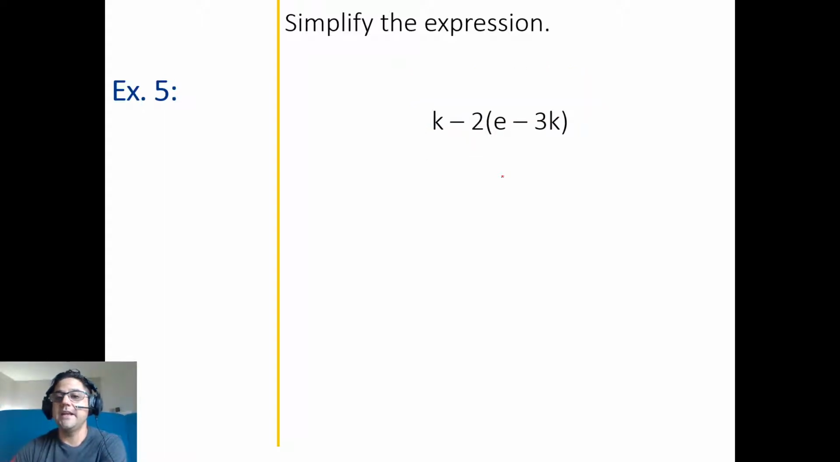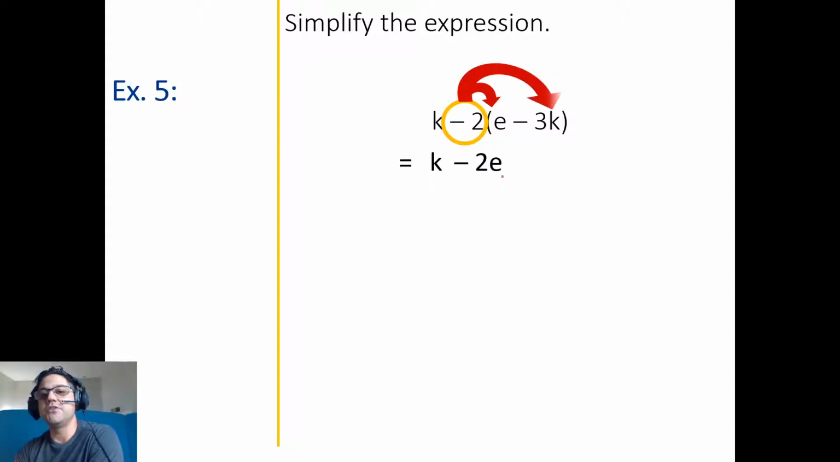Ooh, on this one here, notice how I have to distribute. So I'm going to say the k is going to stay the same. Let's not circle that, so ignore that. Let's just do our distributive property. Negative 2 times e is negative 2e. And negative 2 multiplied by negative 3k, negative multiplied by negative is positive, 2 times 3 is 6, so positive 6k. Now that I have it looking like the previous example, I'm going to go ahead and do my boxes and circles to help me with my like terms.